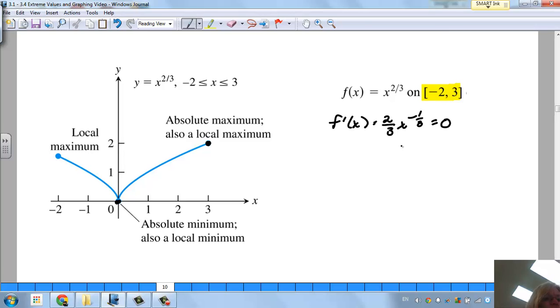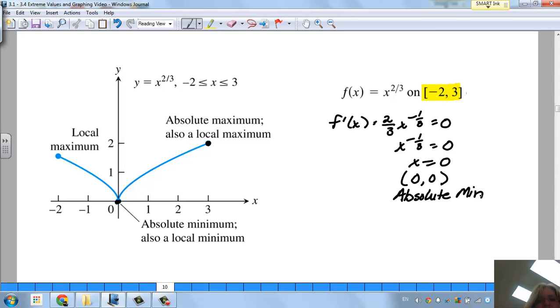So I'm going to divide by 2/3 on each side. So I have x to the negative 1/3 equals 0. Raise it to the negative 3, I have x equals 0, which in this case, if I plugged it back in, would be the point (0, 0). So that is going to be our absolute or global min, if you will.